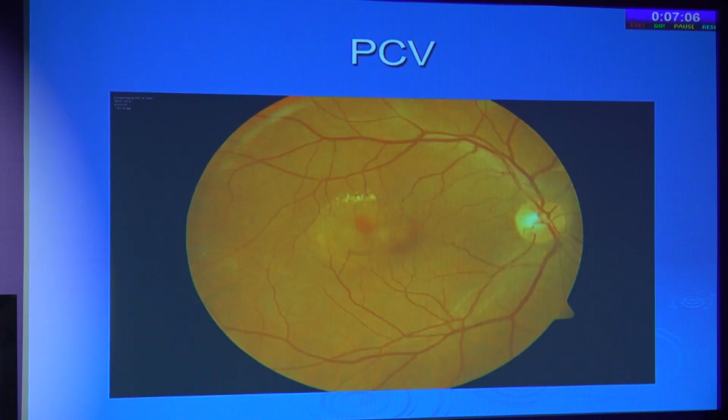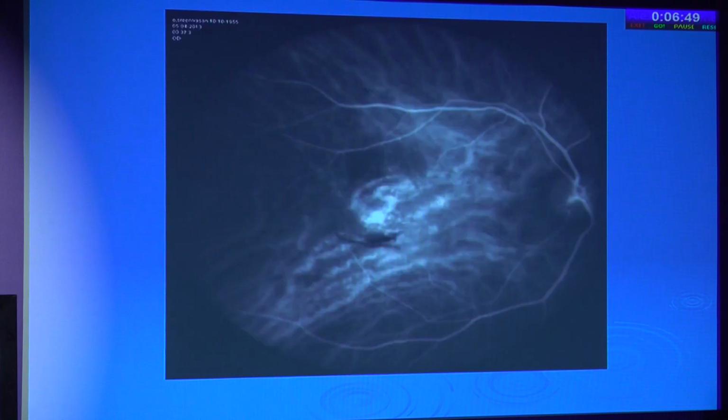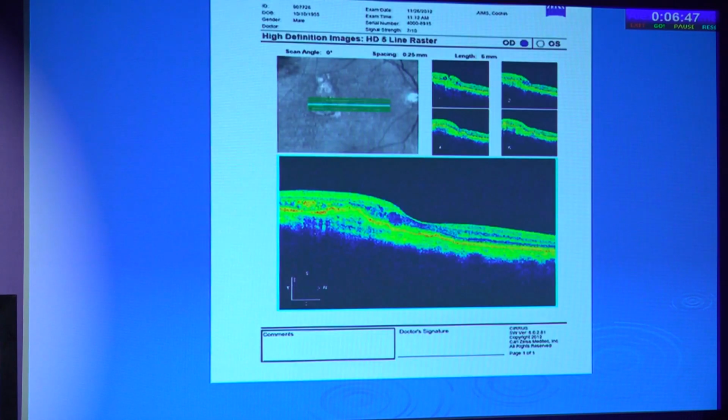PCV, when it's subtle, it's a little difficult to recognize. You can see the orange-red lesion there. But here, of course, the exudates are here. Suppose we saw this patient before these exudates came. Sometimes you will miss this orange-red lesion, which is the PCV that is there. That is the polyp. And again, you will get the answer with the ICG and the FFA.